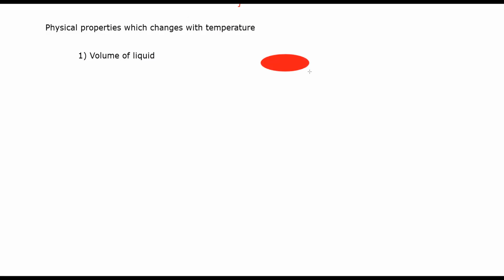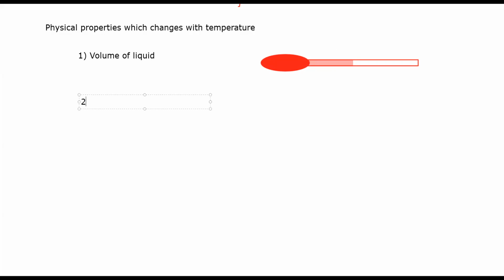If you have a thermometer, this is the bulb of a thermometer, and the capillary is there. So it uses the concept of change in volume. As the temperature increases, the liquid will expand and rise in the capillary. As the temperature decreases, the liquid will contract, so the level of the liquid in the capillary will decrease. So it uses the concept that the volume of a liquid changes with temperature, and we use it to design a thermometer.